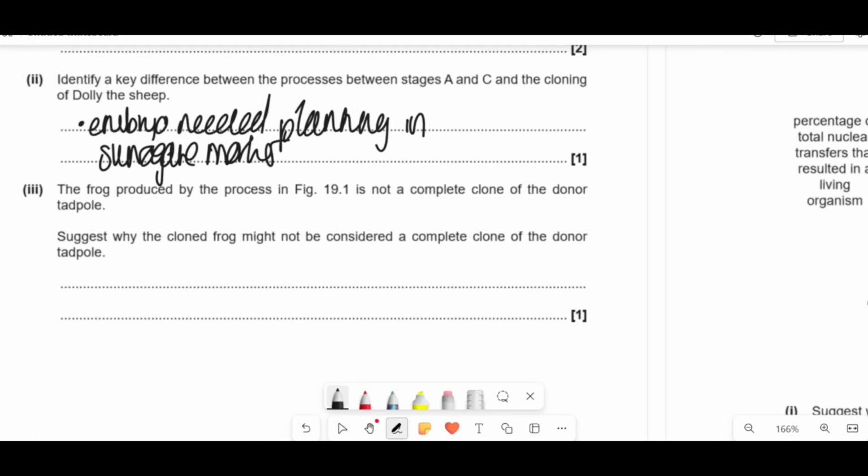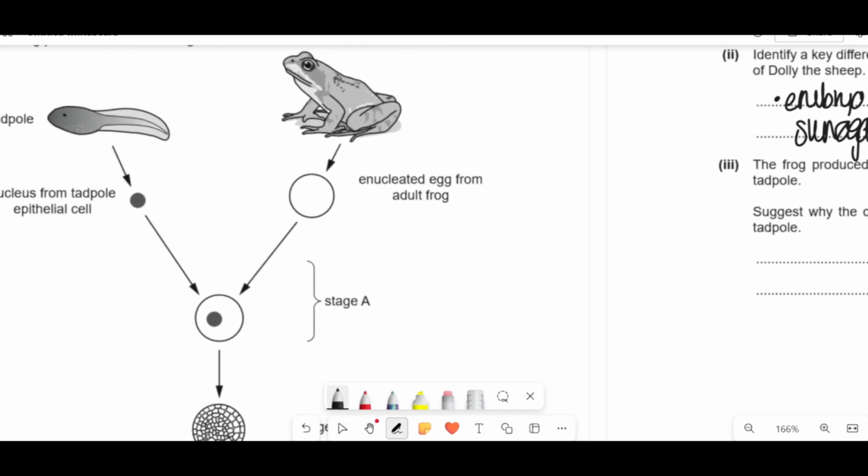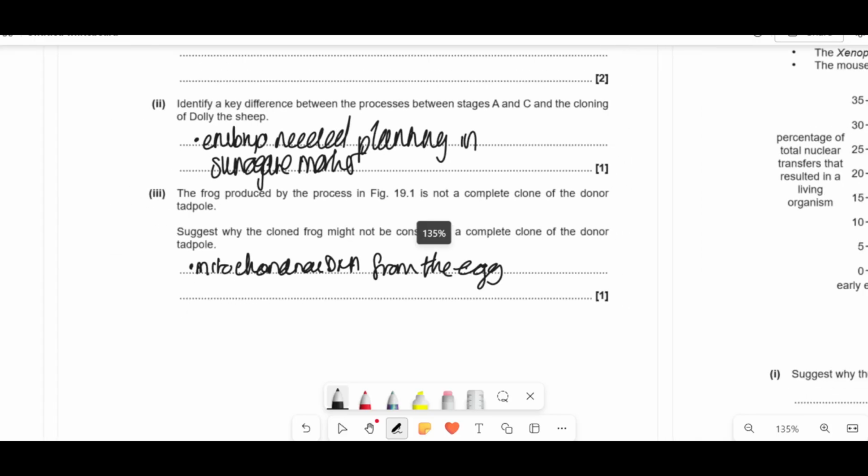The frog produced in the process is not a complete clone of the donor tadpole. Suggest why the clone frog might not be considered a complete clone. So one thing I can say immediately is that we don't get our mitochondria from a sperm. The mitochondria that you'll always inherit comes from an egg, because the sperm can't get the mitochondria into the egg. So they'll have mitochondrial DNA from the egg. Another thing you could say is you could have random or spontaneous mutations that just happen.